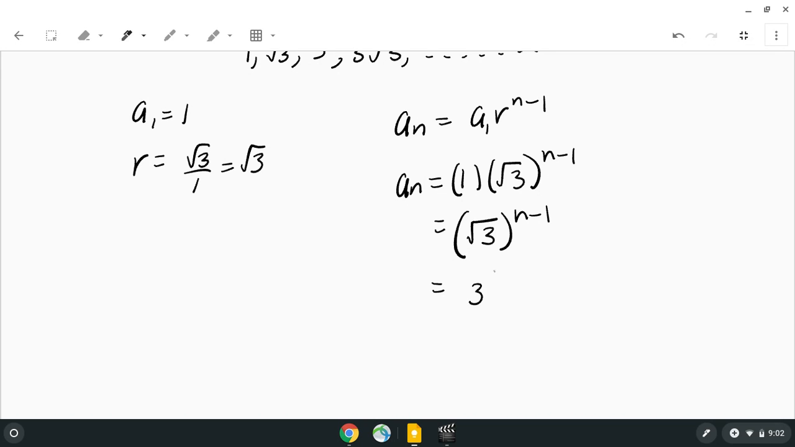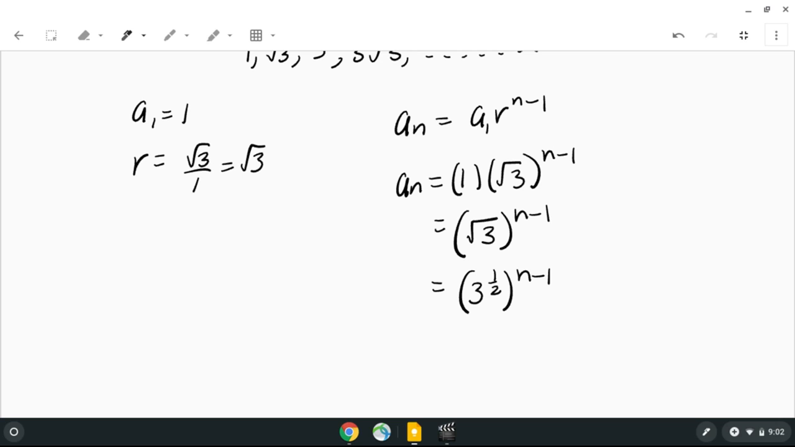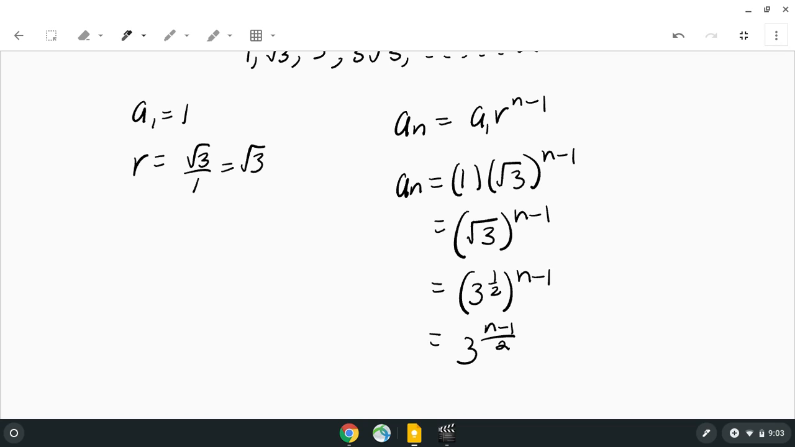So we get this, because that 1/2 exponent means square root. And then you could multiply these exponents together. So another way to write this is n minus 1 over 2. I'm not sure which one WebAssign will take, so just be aware of this when you have the square root. You could write it as 1/2 and then multiply.